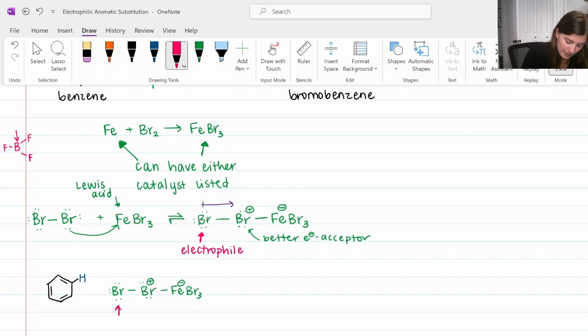Now remember, this bromine here is the electrophile. And this entire part of the molecule we can call a leaving group, or LG for short. It's a leaving group. It will leave after the bromine is substituted. So the bromine at the end is electrophilic, the one that I've labeled as the electrophile.